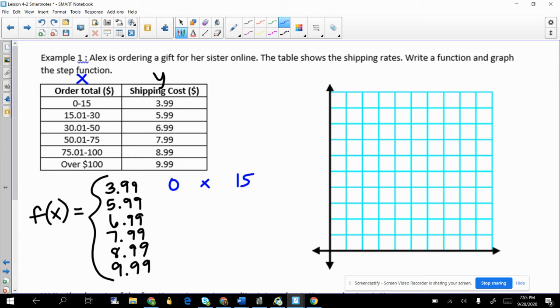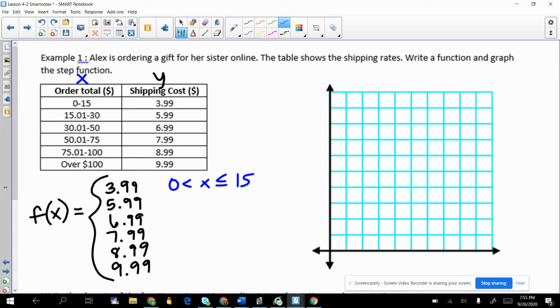But now let's think about this. At $0, is she going to have to pay for shipping? No. So we don't want to include that. We just want to do a less than. At $15, we do want to include that.